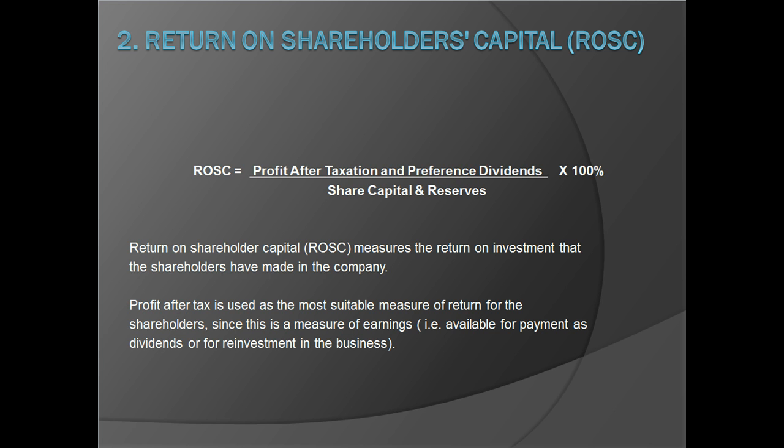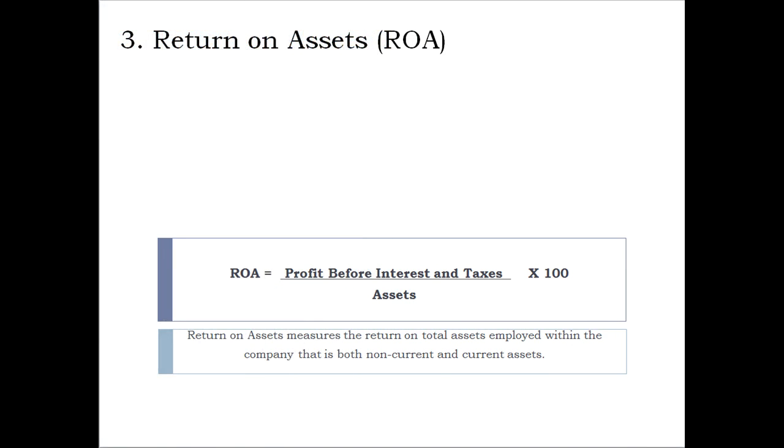Let's move on to the third ratio, return on assets, or ROA. Return on assets measures the return on total assets employed within the company, that is both non-current and current assets. Its formula is profit before interest and taxes over assets. It's also expressed as a percentage, so it's multiplied by 100. Now let's move forward.